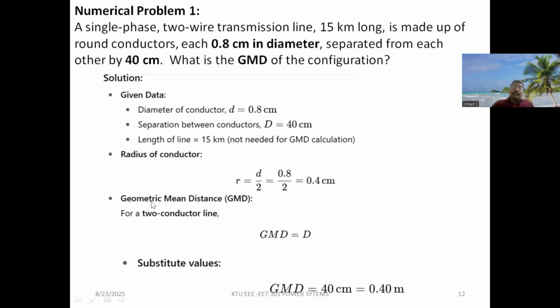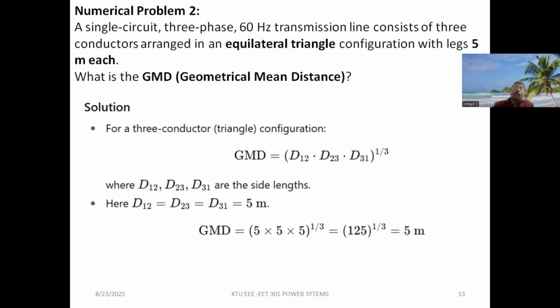Now we can calculate the geometrical mean distance. We already understood that in a single phase case, it is the distance between the transmission lines. No calculation is required. So GMD is equal to D, which is equal to 40 centimeter or 0.4 meter. Now moving to the next numerical problem.